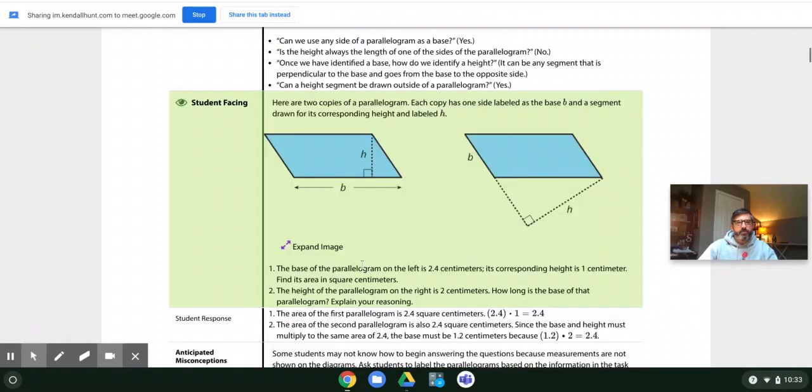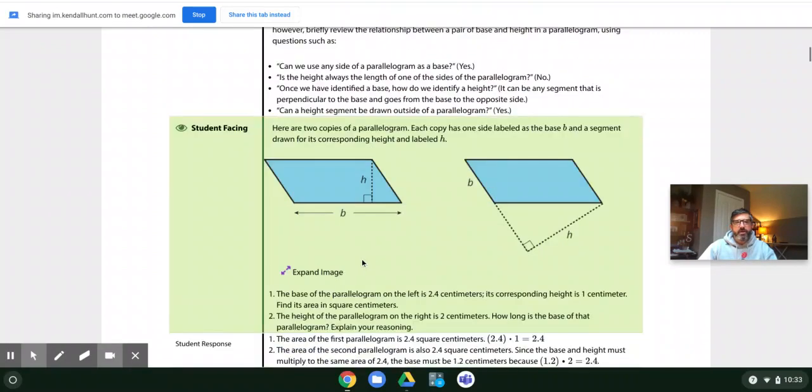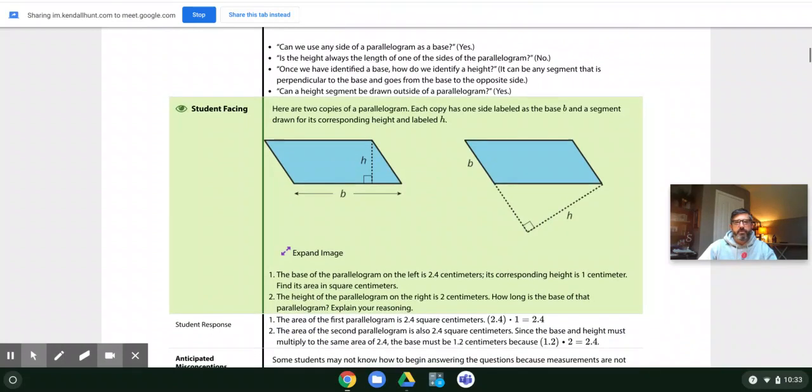So last time we talked about how to find the area of a parallelogram. And if you recall, we first found the base, then we found the corresponding height, and then we used our nice, easy formula to find the area, and that was base times height.